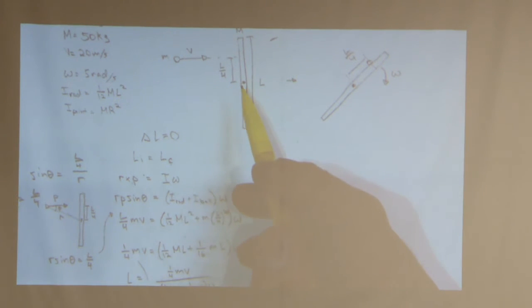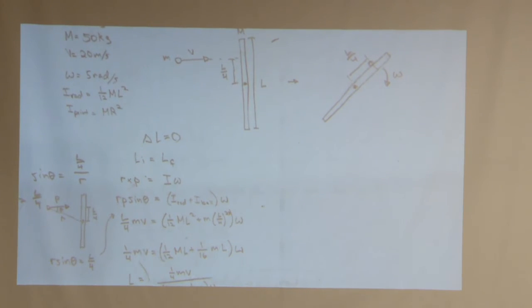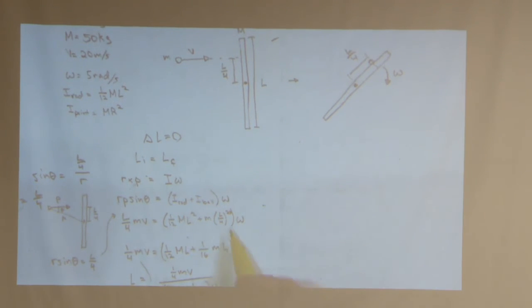So r is going to be the distance from the center of rotation to where the ball hits. The ball is going to get stuck right here. That's a distance L over 4. So that's going to be our radius for our I calculation. So we have mr squared here, where r is L over 4. We square that, and then we multiply this whole I by omega.